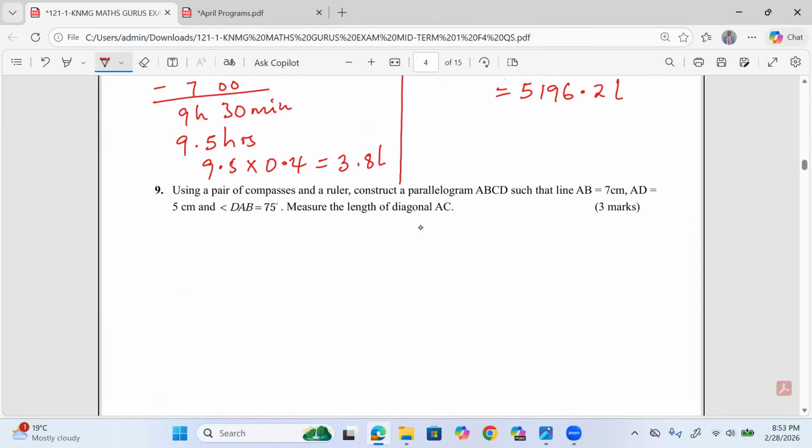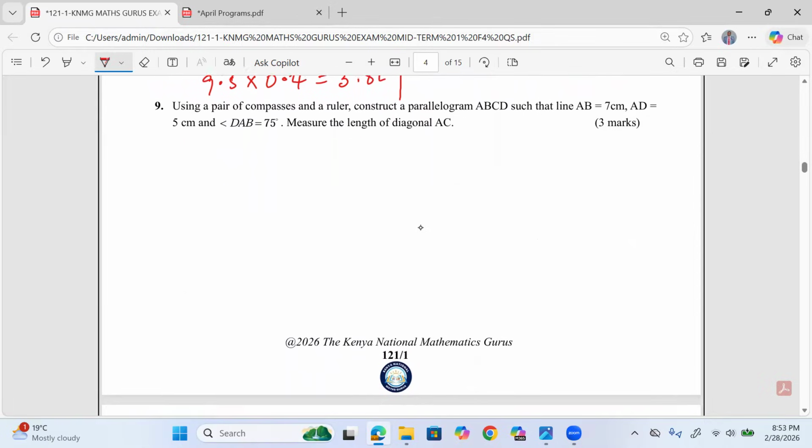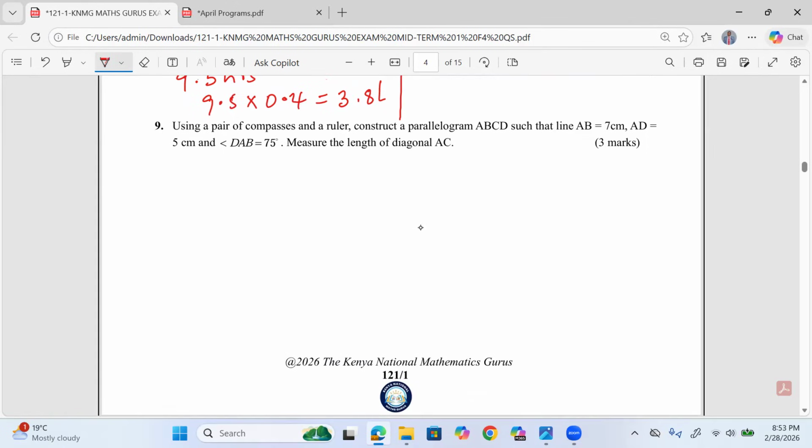A very good question. Checking at number 9 now. We are told, using a pair of compasses and a ruler, construct a parallelogram ABCD such that the line AB equals 7 centimeters, the line AD equals 5 centimeters, and the angle DAB equals 75 degrees. Measure the length of the diagonal AC.